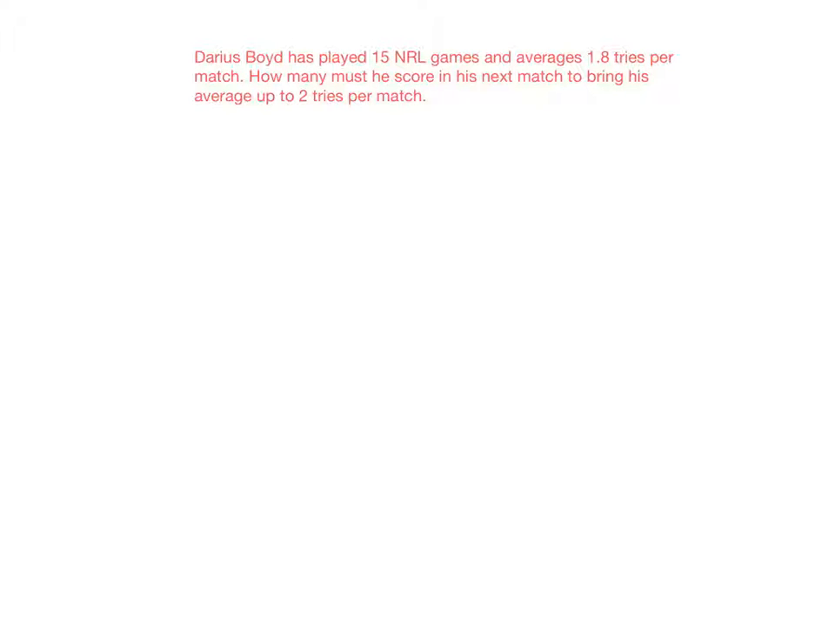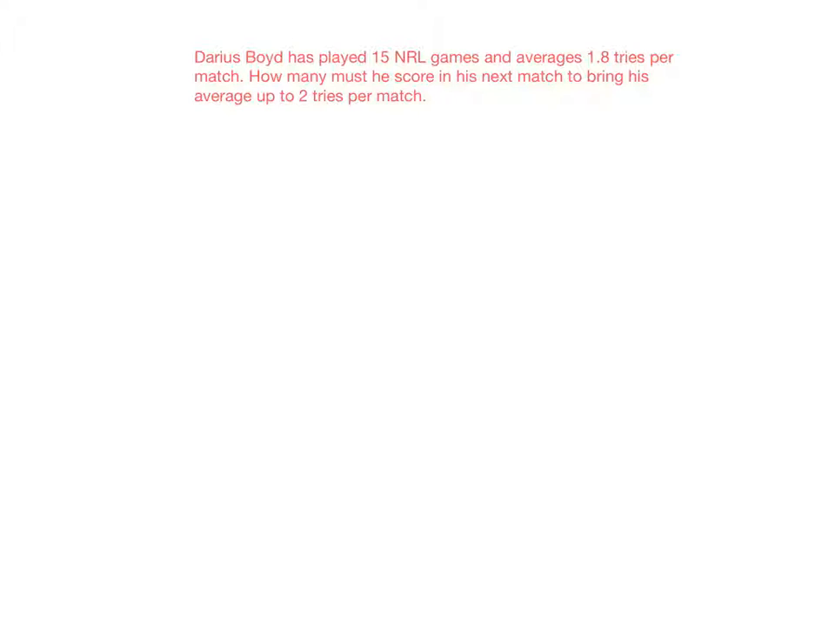Alright, let's have a go at this question. So Darius Boyd, who's a wonderful Brisbane Broncos player, has played 15 NRL games and averages 1.8 tries per match. So in his next match, I want to know how many he has to score so that his average will be 2 tries per match.